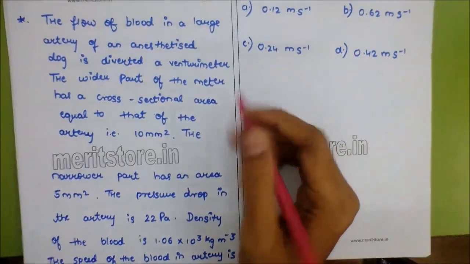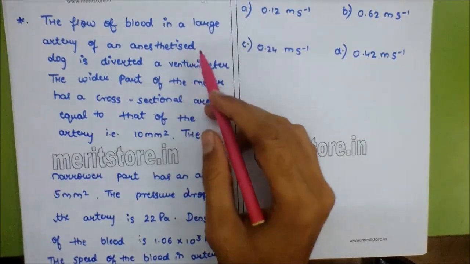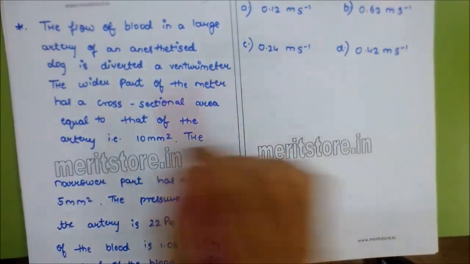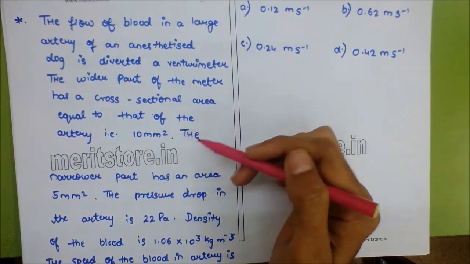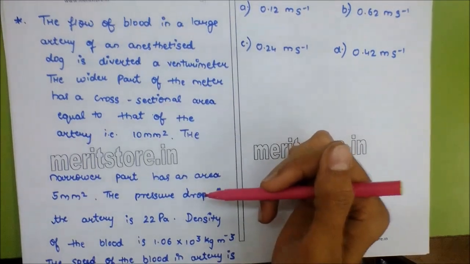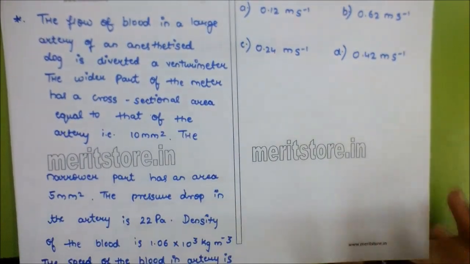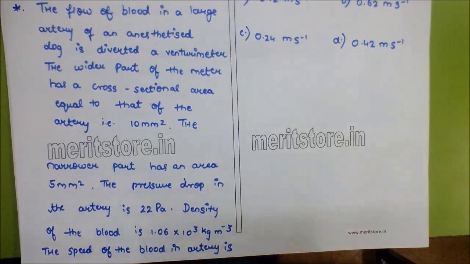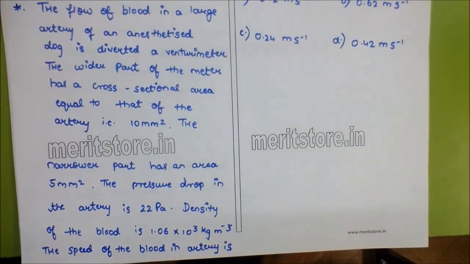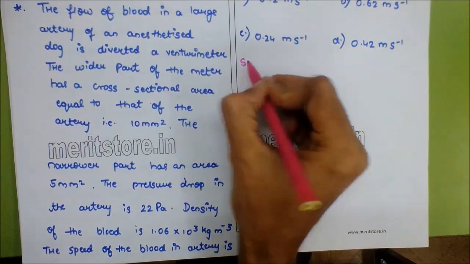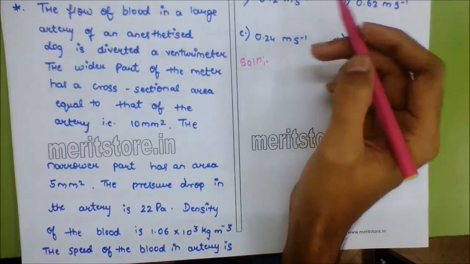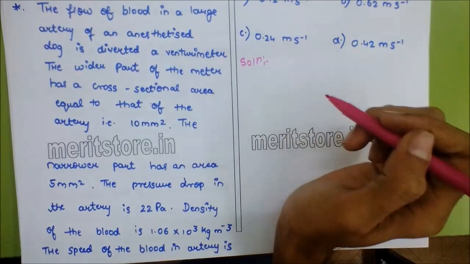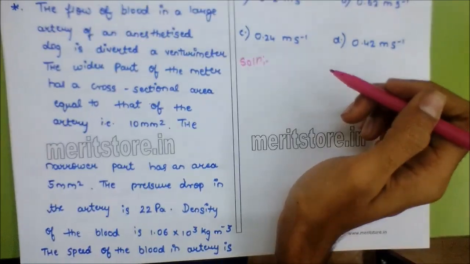Okay. The flow of blood in a large artery of an anesthetized dog is diverted into a venturi meter. The wider part of the meter has a cross-section area equal to that of the artery, that is 10 mm square, and the narrower part has an area of 5 mm square. The pressure drop in the artery is 22 Pascal. The density of the blood is 1.06 into 10 raised to 3 kilogram per meter cube. We have to find the speed of the blood in the artery. The options given are 0.12 meter per second, 0.62 meter per second, 0.24 meter per second, and 0.42 meter per second.